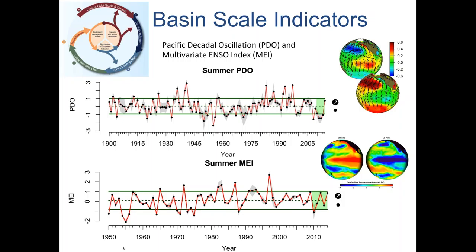But the other is that following an El Nino, we also get the opposite, which is a La Nina, and that's tending back towards much more robust conditions for productivity on the West Coast.